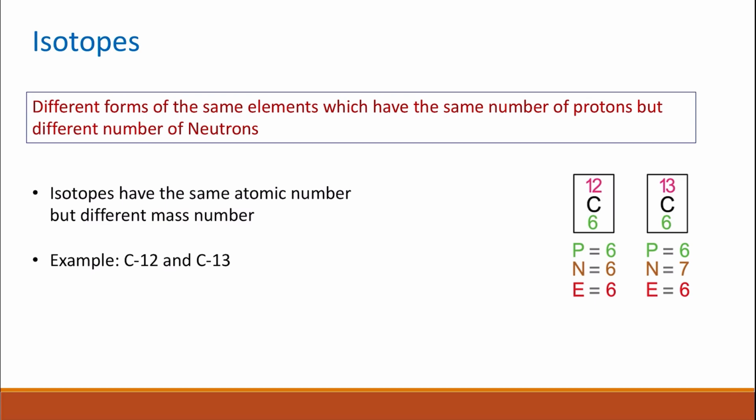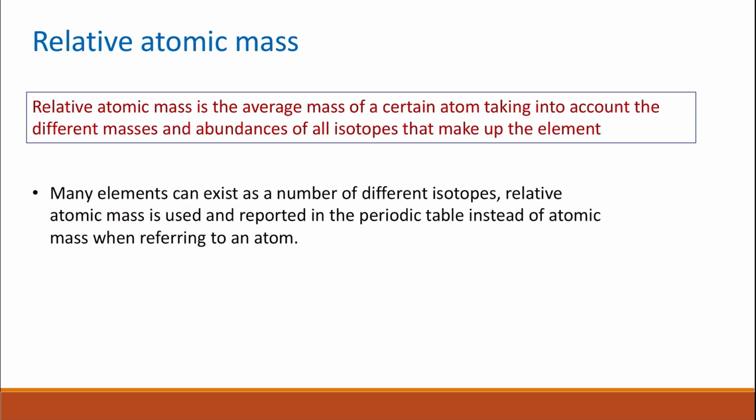An example is carbon 12 and 13. So carbon 12 has a mass number of 12, so the number of neutrons is 6, while carbon 13 has a mass number of 13 with a number of neutrons of 7.